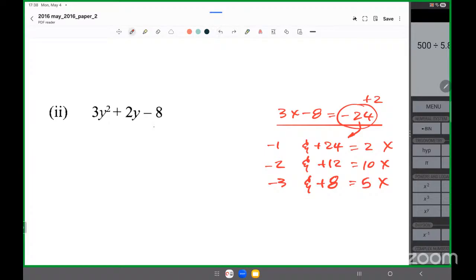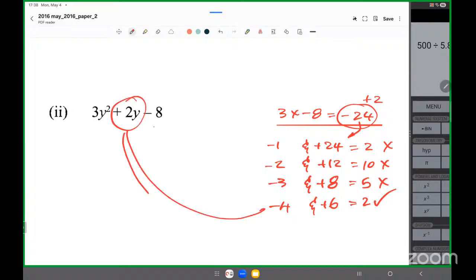So you go to the next two factors, 4 and 6. Larger one positive, smaller one negative. Then 6 minus 4 is 2. So yes, you have found it. You have found the two factors of negative 24 that give you 2 when you add them. So you're going to split this 2y into minus 4y and plus 6y. 6y minus 4y, same difference. All right, that's how it works.